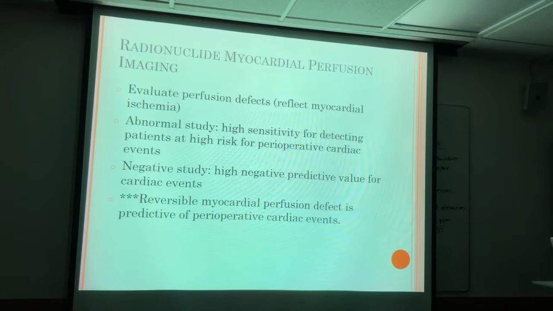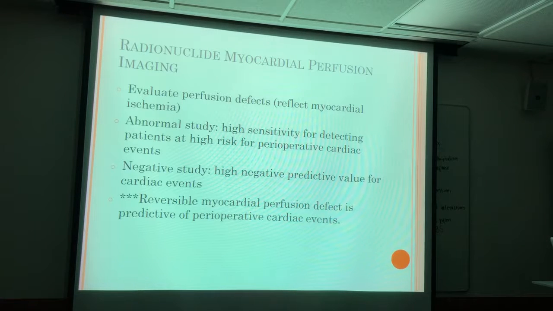So, radionuclide myocardial perfusion imaging. It's not something that I think any of us will ever order, but this is something that can be discussed with a cardiologist. It's going to be there to evaluate perfusion defects, and it's going to show if a patient has any ischemia. An abnormal study has a very high sensitivity for detecting any adverse perioperative cardiac events, whereas a negative study has a high negative predictive value for cardiac events.